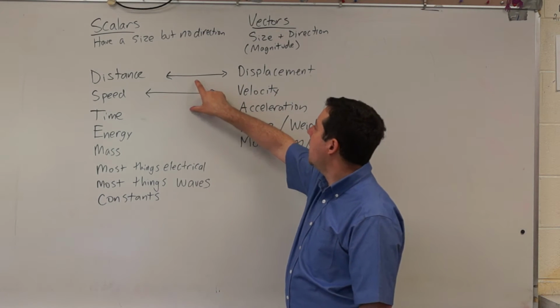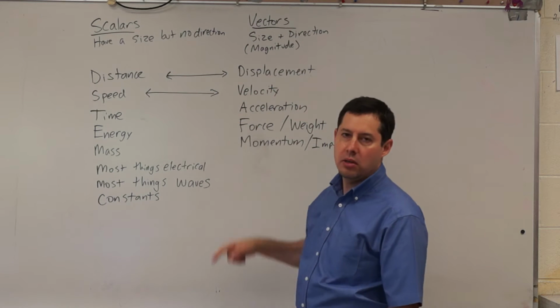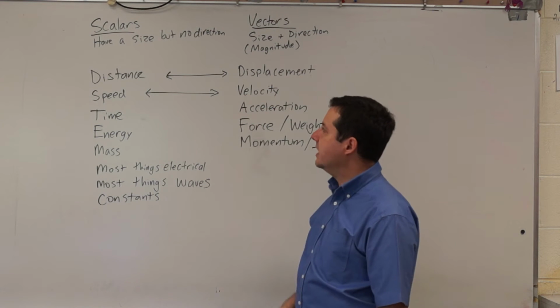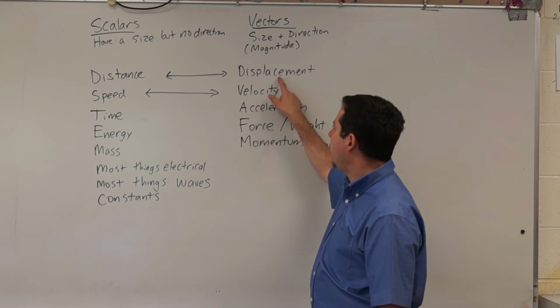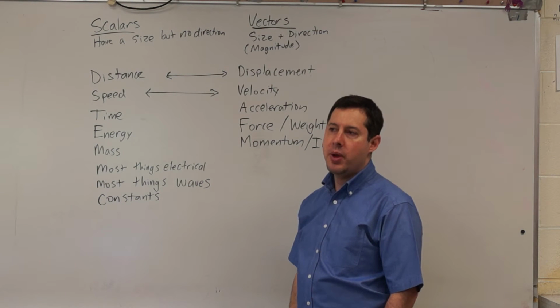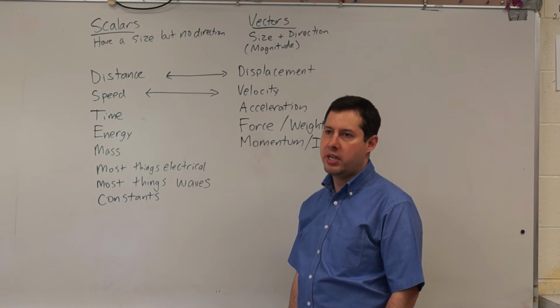Distance has a corresponding vector to it also, and that is called displacement. So distance might be how far you travel. Displacement would be how far you end up from your starting point with a direction associated with it.